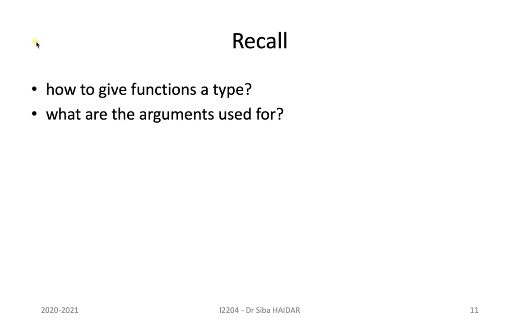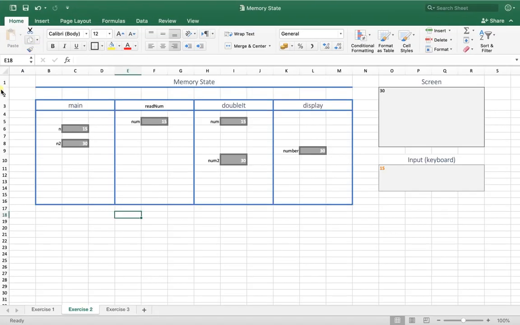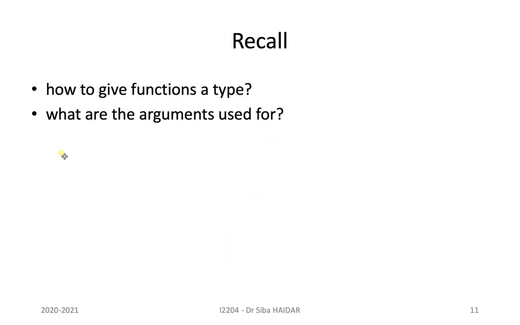What are the arguments used for? As you can see here in the memory state, the arguments were used to pass values from one function to another. Here, double used the argument passed into the variable num in order to double it and return it again to the function main. This is the use of the arguments.